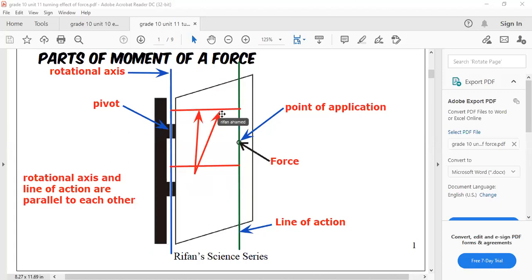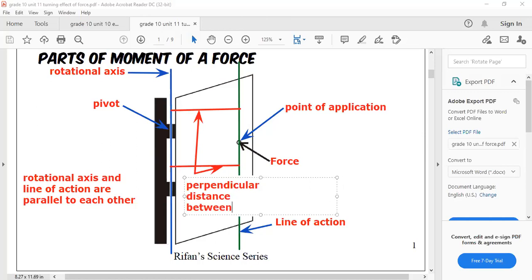If they are parallel, that's what you study in your maths lesson. Okay? How do you call it? Perpendicular distance. Perpendicular distance between whom and whom? Rotational axis and line of action. Line of action. Okay? Clear? Yes, sir.